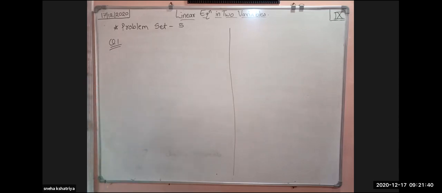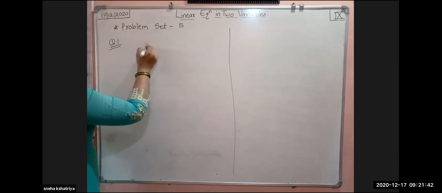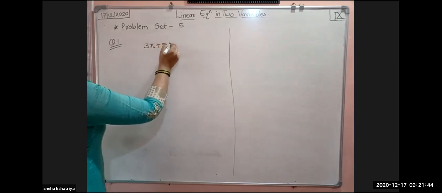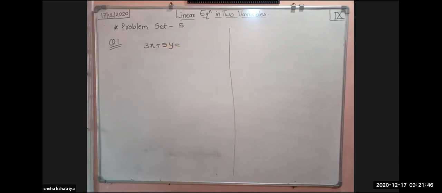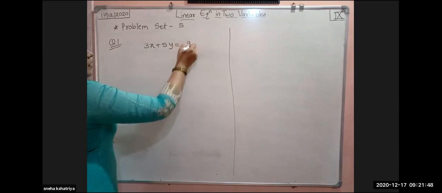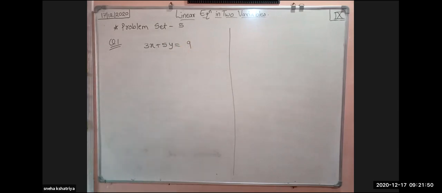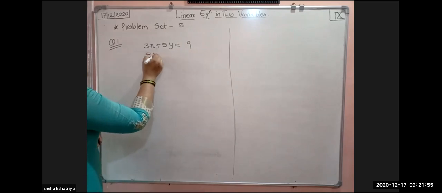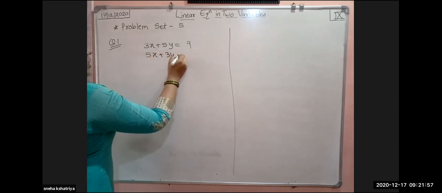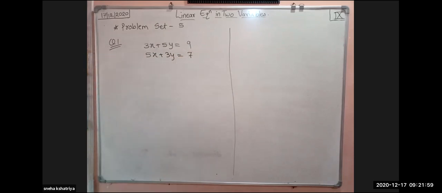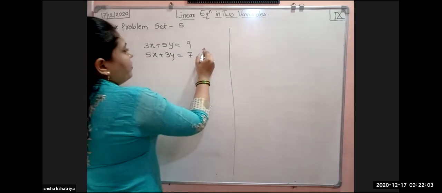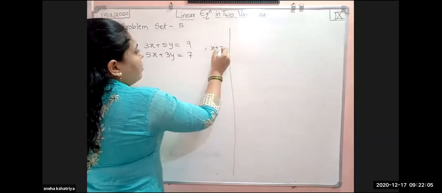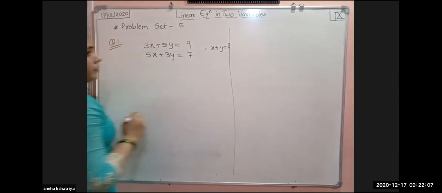If 3x plus 5y is equal to 9, and 5x plus 3y is equal to 7, then what is the value of x plus y? That is what we have to find out: the value of x plus y.